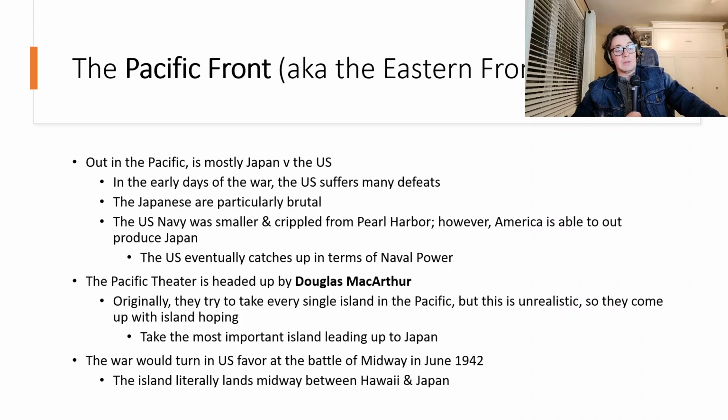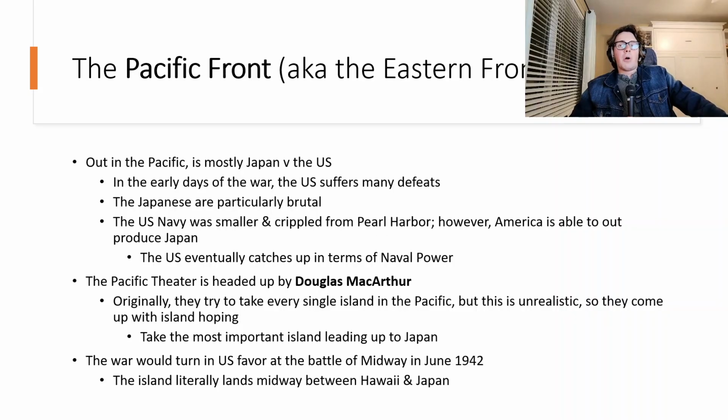However, the United States has a superpower. We are extremely privileged geographically and in terms of natural resources. The U.S. industrial machine is able to outproduce the Japanese, and the U.S. is eventually going to catch up in terms of naval power. Where Japan can make 1 or 2 aircraft carriers a year, the United States can crank out like 5 to 7 in a single year. So they very quickly catch back up to the Japanese Navy and then quickly surpass them.